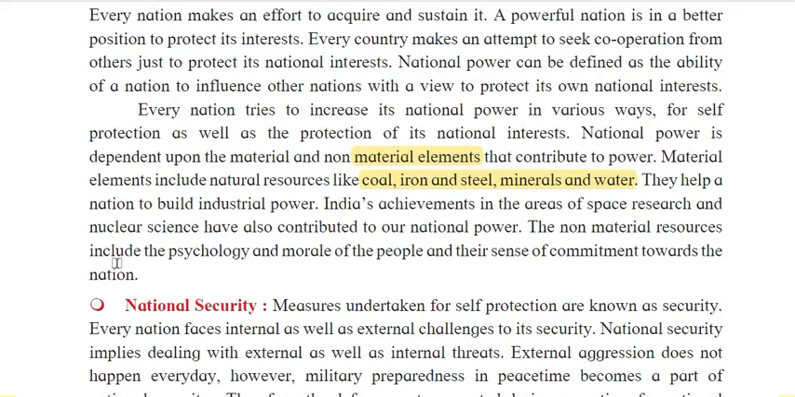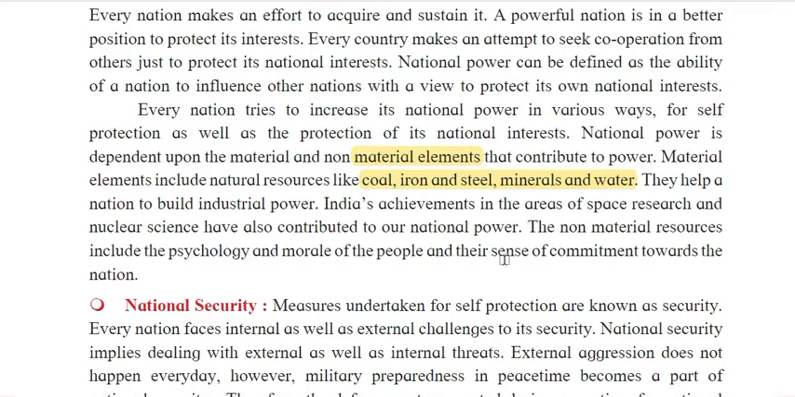The non-material resources include the psychology and morale of people and their sense of commitment towards the nation. Okay, so this morale of people, the psychology, and their sense of commitment towards the nation comes from religion, comes from culture, comes from the nationalism of those people. So all these things come under national power. I hope it is clear to you. Basically you have to remember about national power that it is simply the ability of a nation to influence other nations with a viewpoint to protect its own national interest.